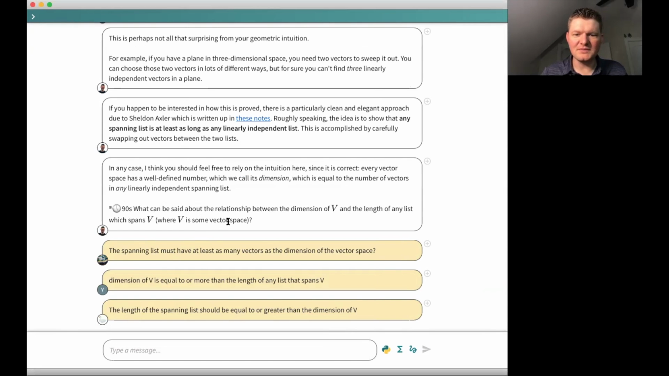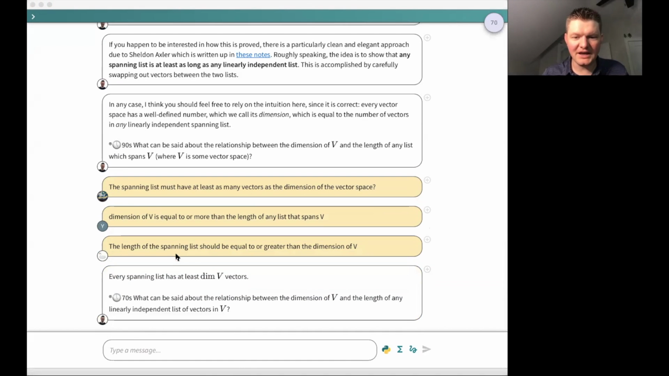So in addition to the basic fact that any linearly independent spanning list has to have the same number of vectors, namely the dimension of the space, there's also an inequality that runs in, we'll see both directions. A spanning list has to have at least the right number, but it could have more. That's exactly right. Okay, so you probably know what question is coming next. What can we say about the relationship between the dimension of V and the length of any linearly independent list of vectors in that vector space?